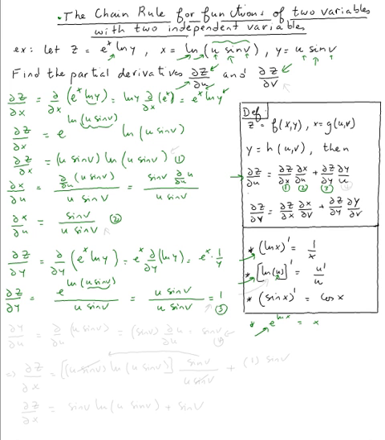Now number 4, let's call this 4: partial y with respect to u. Now this is going to be the partial with respect to u of y, which is u sine v.